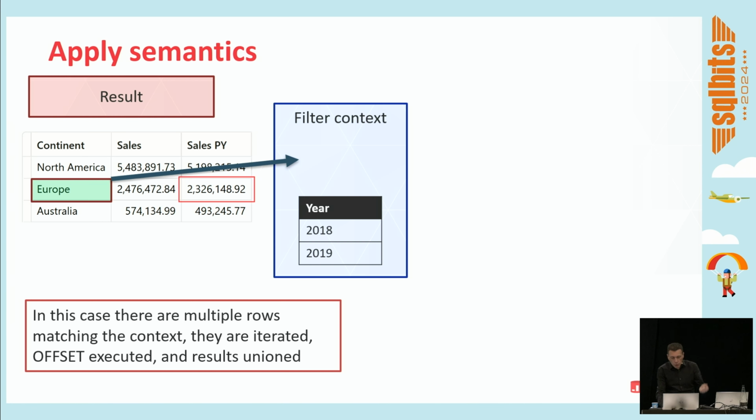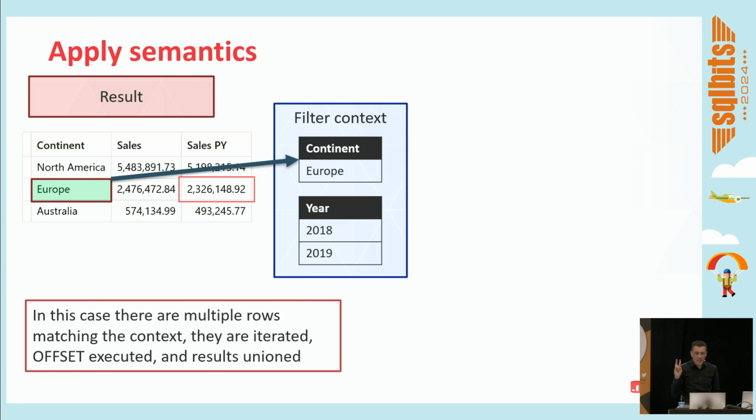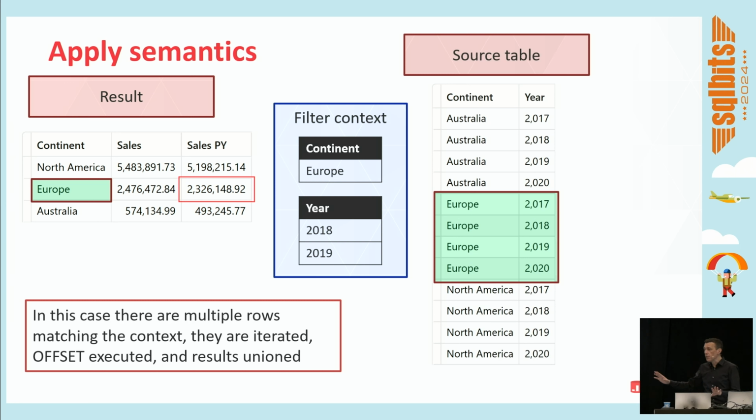Because we are evaluating a single row, Europe is part of the filter context. So for the cell that we are highlighting, the filter context has 2 filters, 1 value for continent and 2 values for year. At this point, the source table that I created with summarize, that has all the continents, all the years.